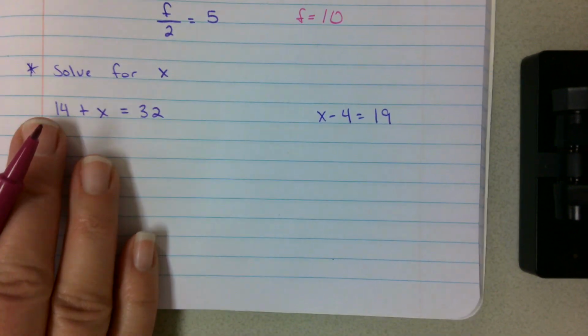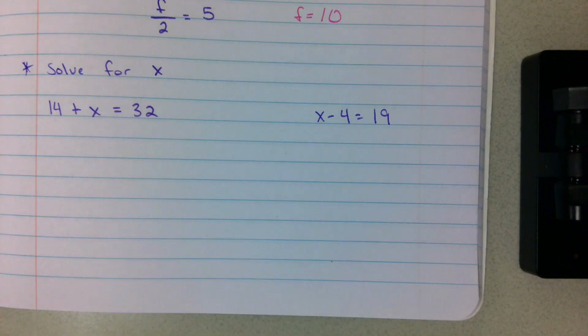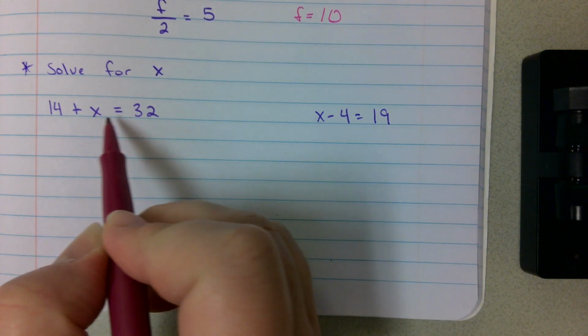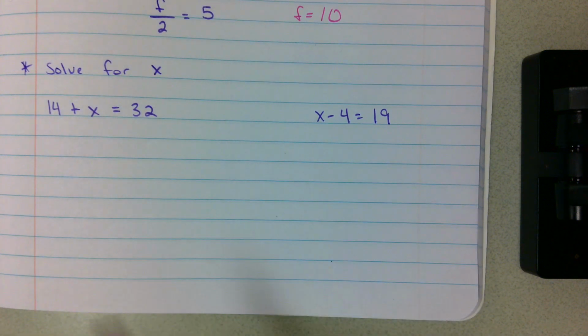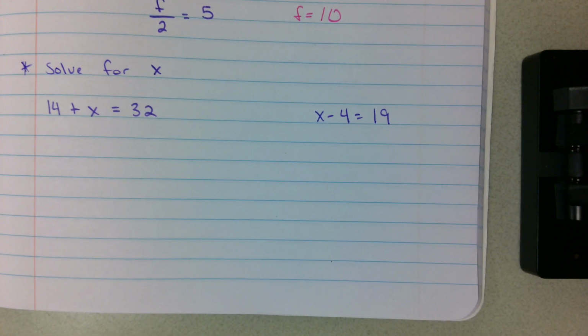Next section, I want you to solve for X. So remember to use your order of operations, and I'm going to have you work this out. 14 plus X is equal to 32. And then I want you to work out X minus 4 equals 19 and give me answers for both of those.